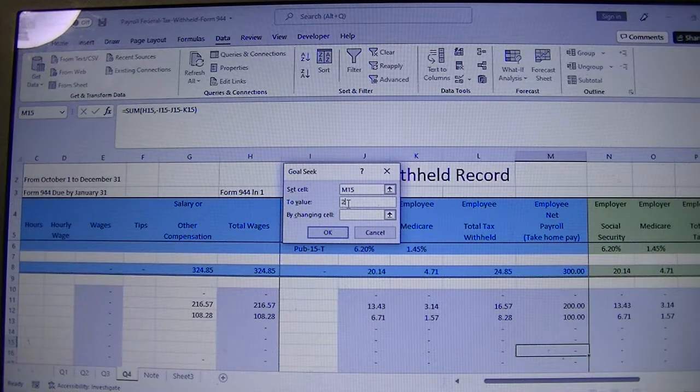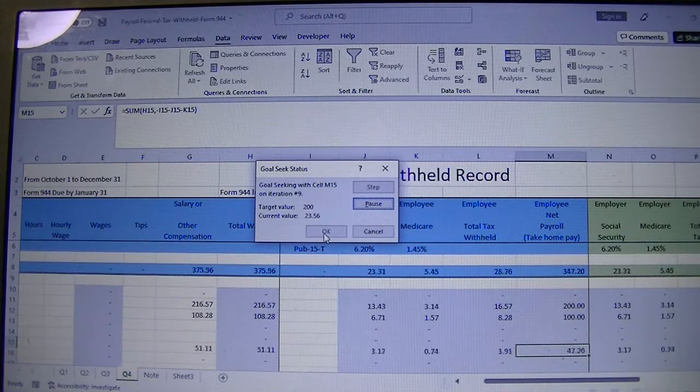and we will put 200 under To value, and By changing cell we will click there, and then we will come back and click on the same row but in this section, and then we'll click OK, and that will calculate it. So that's one way to do it.